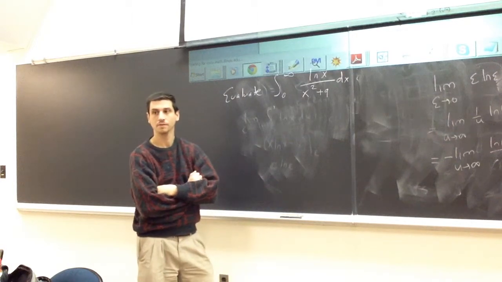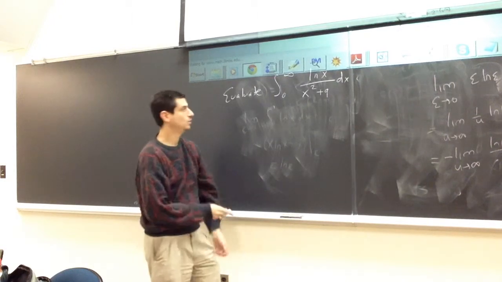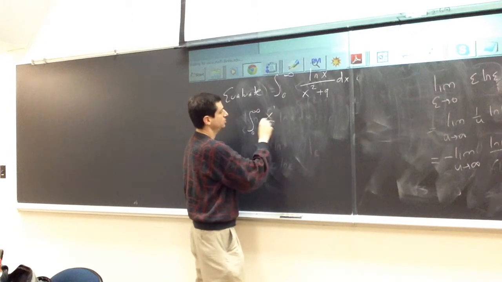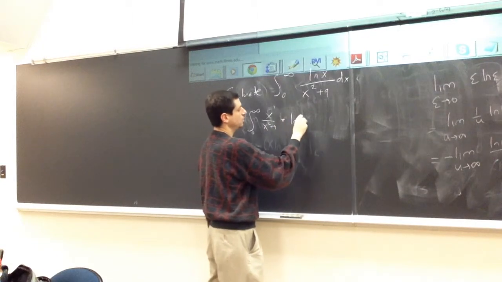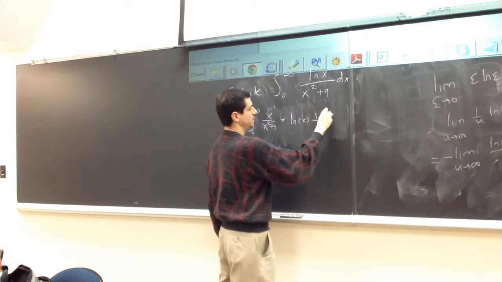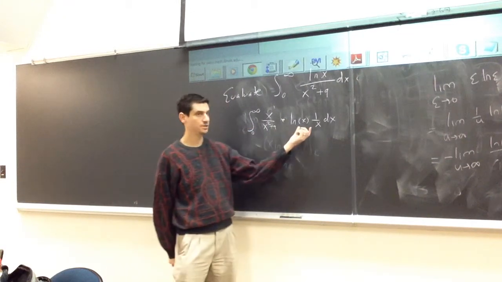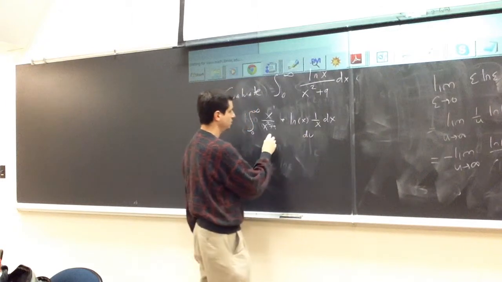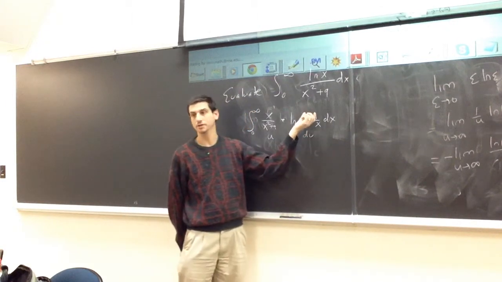I'm sorry? I mean, I can integrate 1 over x squared plus 9 directly. One thing I could try is to write this as x over x squared plus 9 times the natural log of x times 1 over x dx. If I call this my dv, and this my u, I'll then get like a log squared.